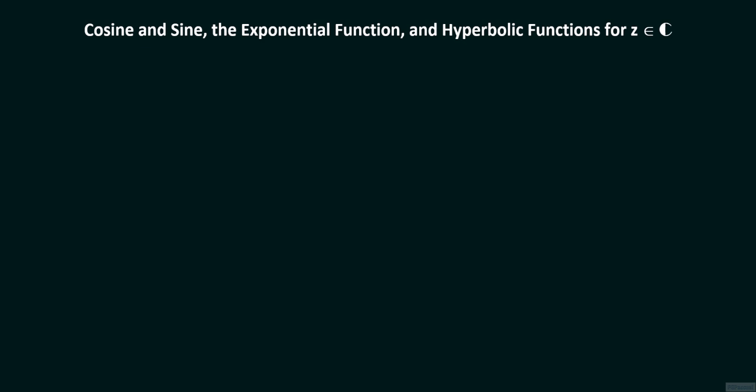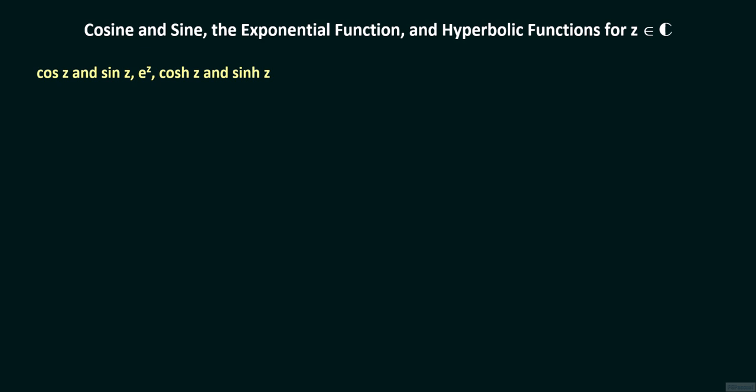In this lecture, we examine the trigonometric or circular functions cosine and sine when they are defined on the complex plane. So we will explore how these two functions are related to the exponential function, to hyperbolic cosine, and to hyperbolic sine. We will also examine how complex conjugation affects the exponential function and the cosine and sine functions.